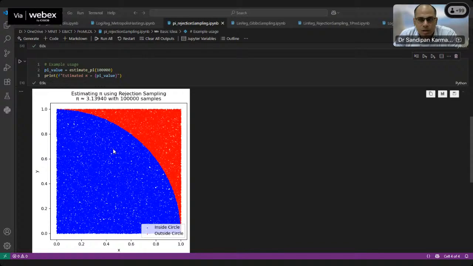Yeah, I'll be sharing the code. Lots of code is there that I have prepared for today. This is a very simple estimation of pi, first of all. Second, I'll show linear regression using rejection sampling. Then Metropolis sampling and then Gibbs sampling. So linear regression as well as logistic regression, that is what I want to show you. And I might give you a coding assignment on this, so just try to understand the code.